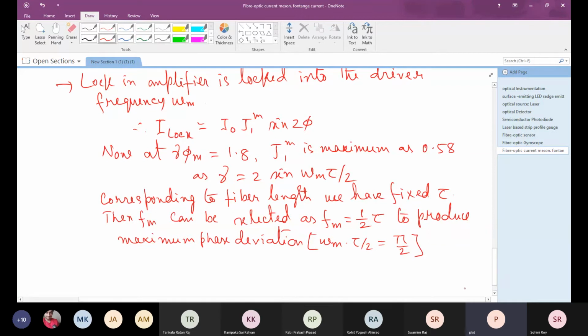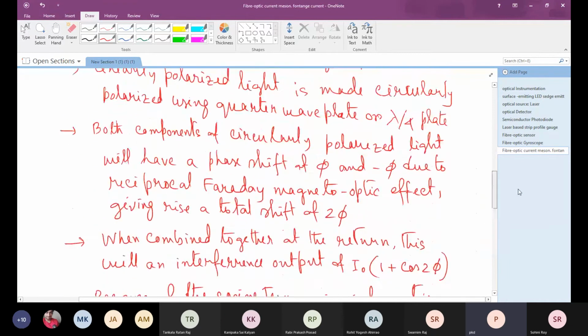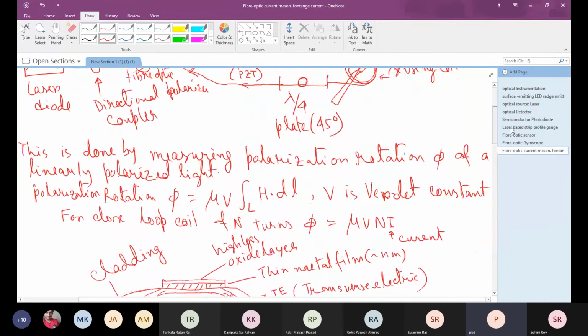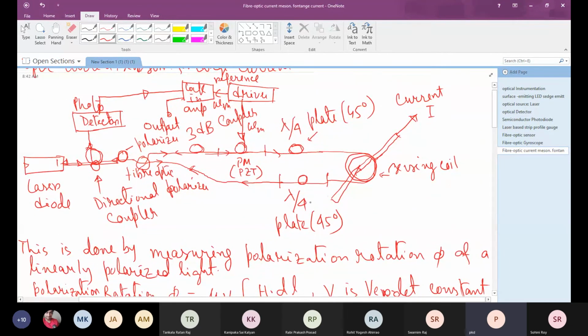So this is the basic principle, though while installing such kind of sensors in a high voltage environment, there are insulation requirements. Even if we have optical fiber, the insulation requirement is less. Usually it is done with a moderate level of insulation.